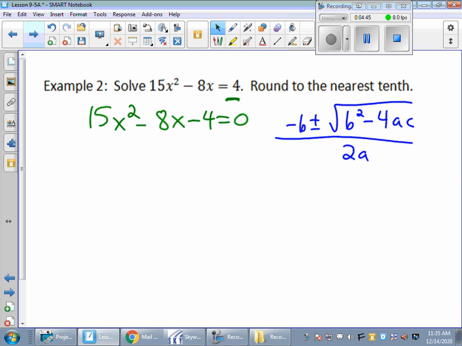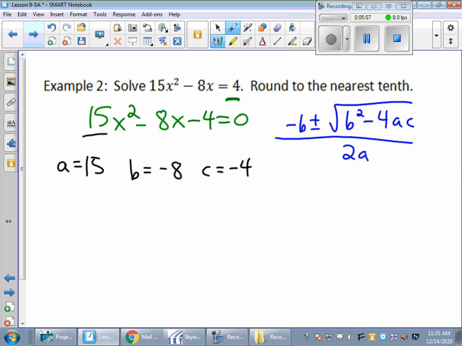So now let's take a look at our numbers, and let's take what we got. So a is the number in front of x squared, that's 15. B is the number in front of x, that's negative 8. C is the number that's by itself, when now we have a 0. So C is -4.